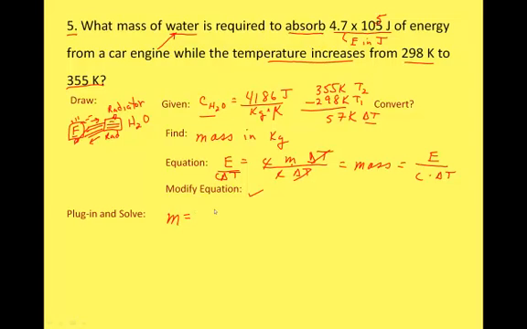So m is equal to the energy, and we have 4.7 times 10 to the 5th joules, divided by C, which is now 4186 joules for every kilogram K. And then we multiply this by the delta T, which up here is 57 K. Extend this line over, make sure we can see it.